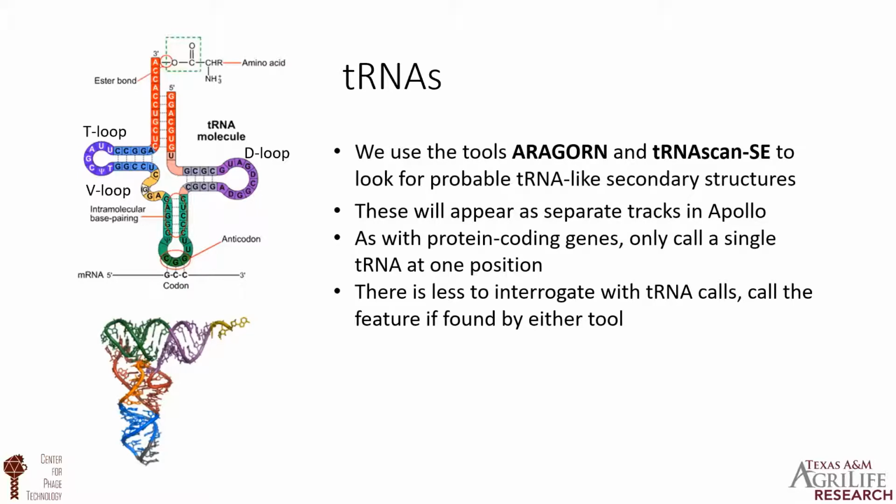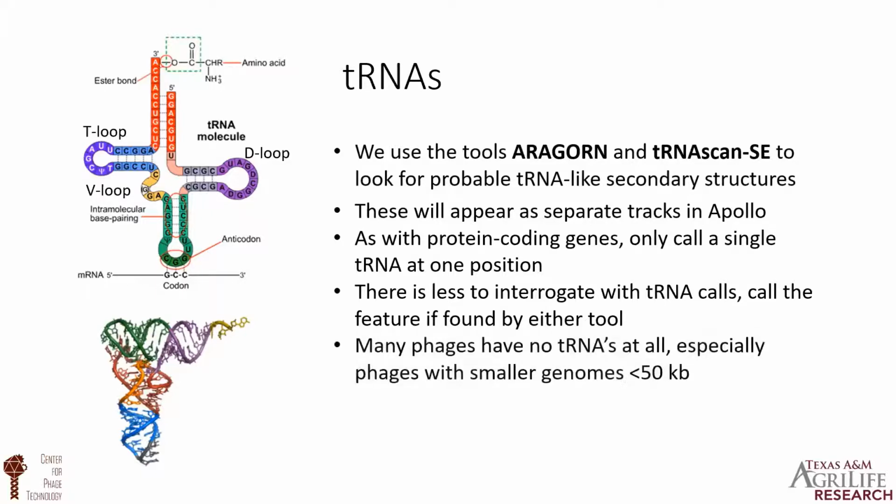There's a lot less to interrogate with tRNA calls. It is generally recommended that if it is called by either tool, it should just be called as a tRNA feature. Many phages have no tRNAs at all, especially phage genomes that are less than about 50 kb. So in many cases, the track will simply be empty for your phage genome.